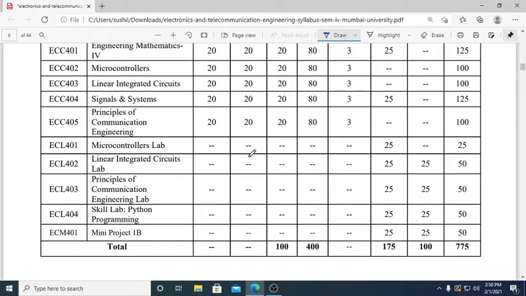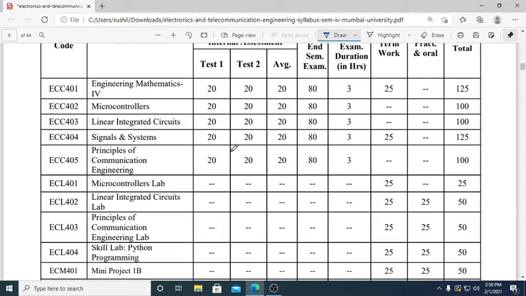As far as theory marks are concerned, there are two tests. Test 1 is 20 marks and test 2 is 20 marks, and the average you get is out of 20 marks. Then the end semester exam is of 80 marks. So 20 plus 80 makes 100 marks, and the exam is of 3 hours.